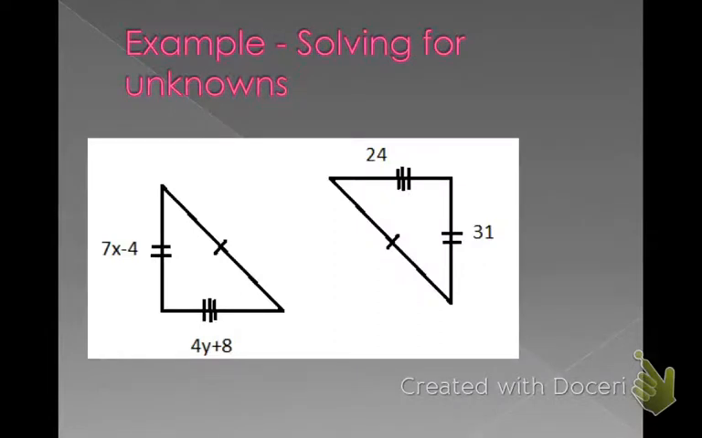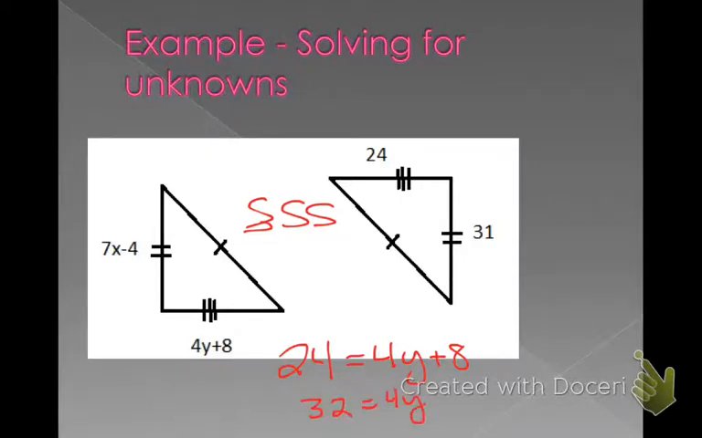So for example, if we know that 2 triangles are congruent, and we know that these are congruent by side, because we have 3 pairs of congruent sides, then we can set the sides equal to each other, and that would help us solve for the unknown. And we can do the same thing with the x's. 7x minus 4 equals 31. How do I know to match the 31? Well, it comes from the corresponding side with 2 tick marks.